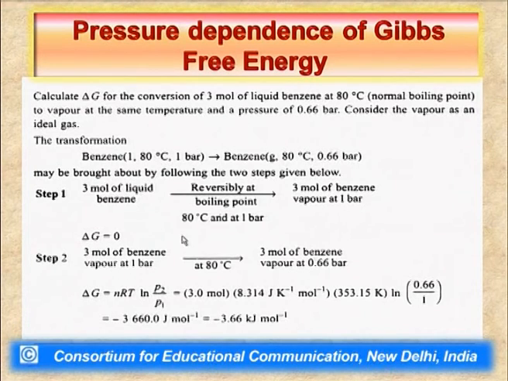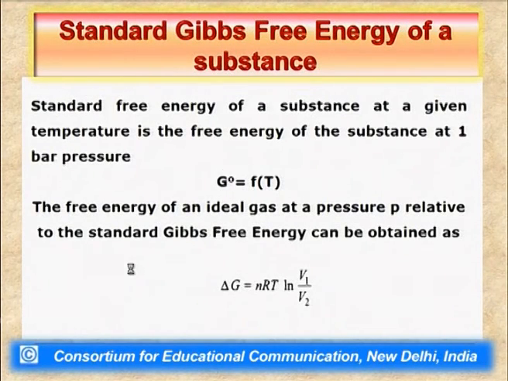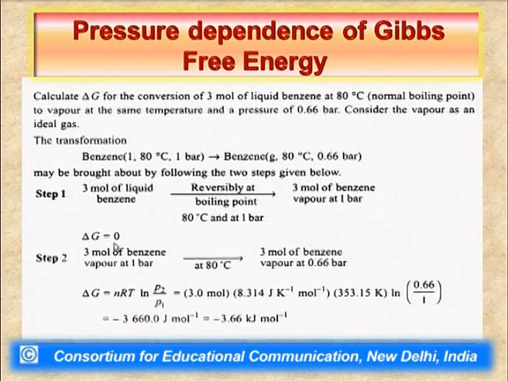split the process into two steps. Step 1, in which 3 mole of liquid benzene undergo transformation reversibly to 3 mole of benzene in vapor phase at 1 bar pressure at 80 degrees Celsius, the same temperature. Since this phase transformation is reversible, and all reversible processes are at the condition of equilibrium, for which delta G equals 0, therefore for any reversible transformation of the system delta G is equal to 0.